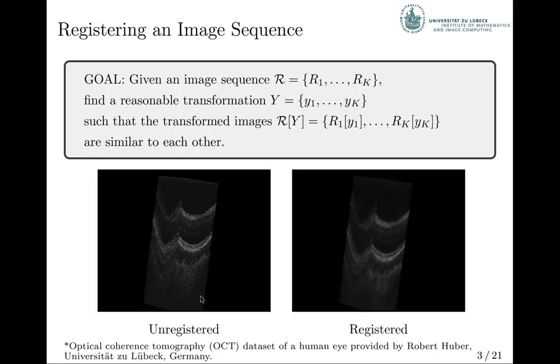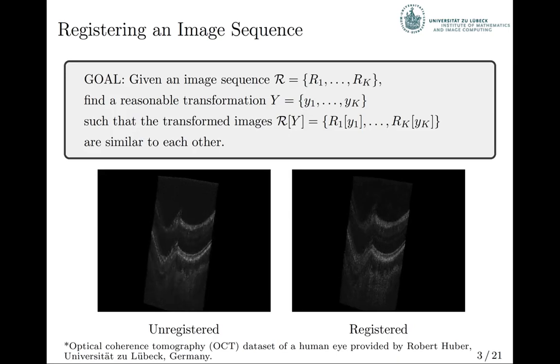In this slide, you see the two videos. These are the OCT scans of a human eye. During the scanning, the eye movement is not stable. Therefore, you see a lot of fluctuation in the left-hand side video.